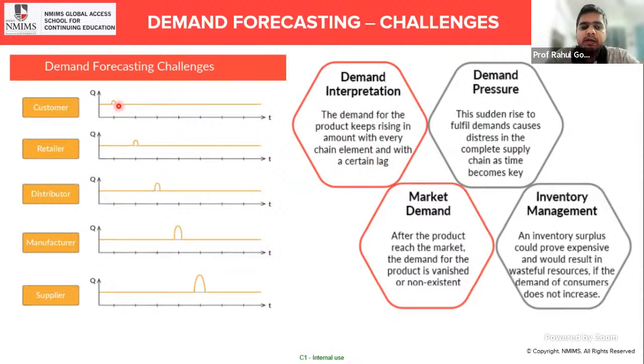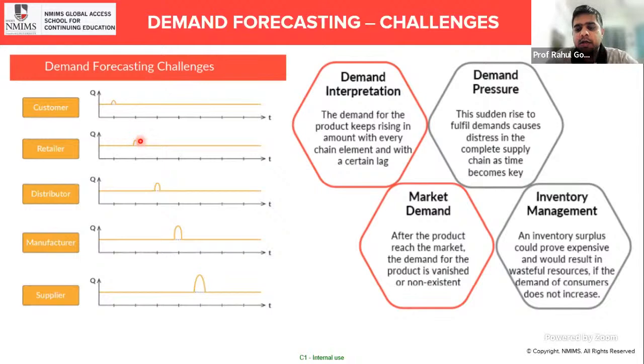So what it means is, for example, the customer demand is at a certain point in time. Let's say your x-axis is time and y-axis is quantity. The customer demand is observed at this point in time, but this demand at a retailer end will be seen with a certain lag, because the customer is already holding certain inventory. And this demand to a retailer is a little bit increased.